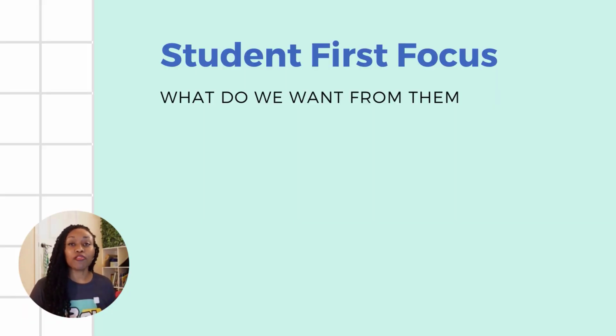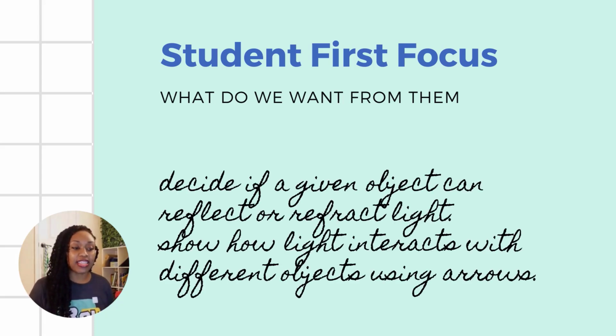What do we want from the students? What do we need for them to do? What do we need them to demonstrate? Or what do we need them to answer? What question do we need them to answer? So for my lesson, I want the children to decide if a given object can reflect or refract light, and I want them to show how light interacts with different objects using arrows. So they are going to apply the knowledge that they receive from the lesson into real world situations.